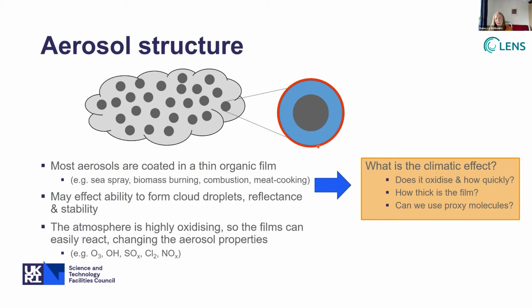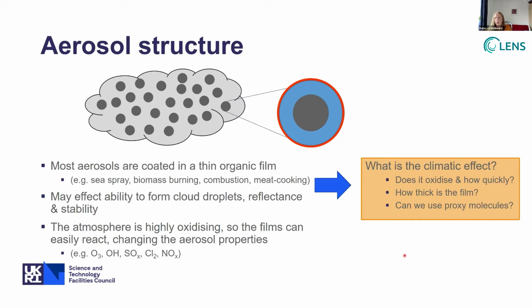Now, the atmosphere is highly oxidizing. So these films aren't necessarily stable, and they can react in this oxidizing environment, which can destabilize this outer film. And so what we want to do is understand how this film should be included in our climate models. And in particular, how thick is this film that forms? Does it oxidize?